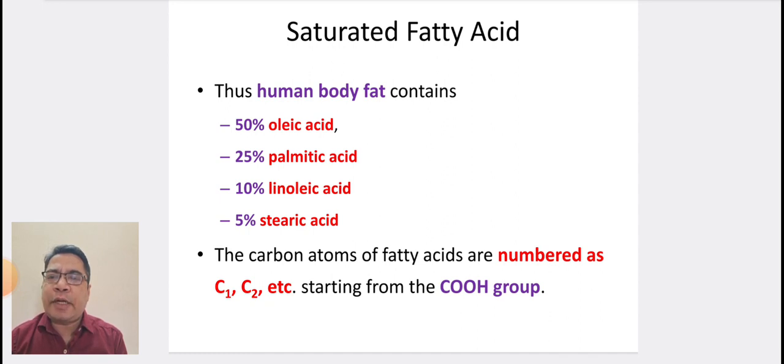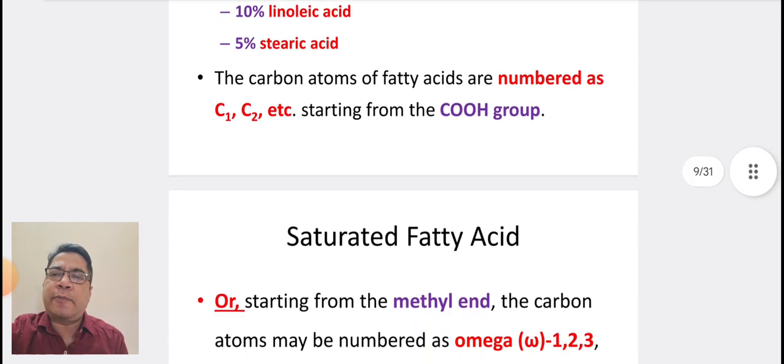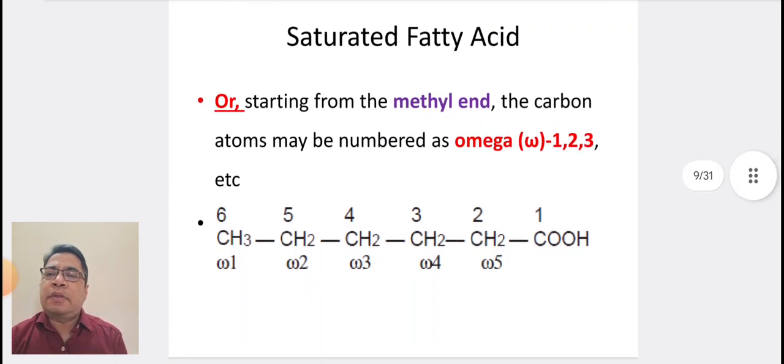The carbon atoms of fatty acids are numbered as C1, C2, etc., starting from COOH group. On the other hand, starting from the methyl end, the carbon atoms may be numbered as omega 1, 2, 3, etc. In this diagram, 1, 2, 3 is starting from COOH group, whereas the omega 1, omega 2, etc. starts from methyl group.